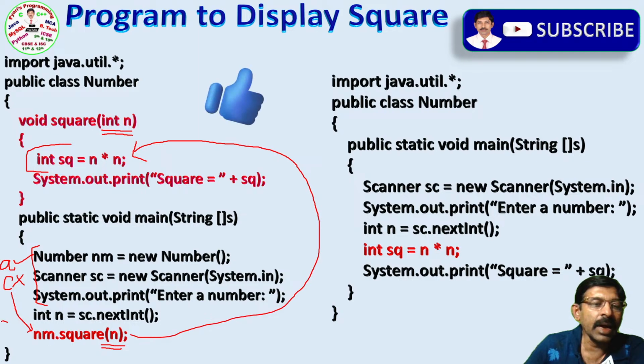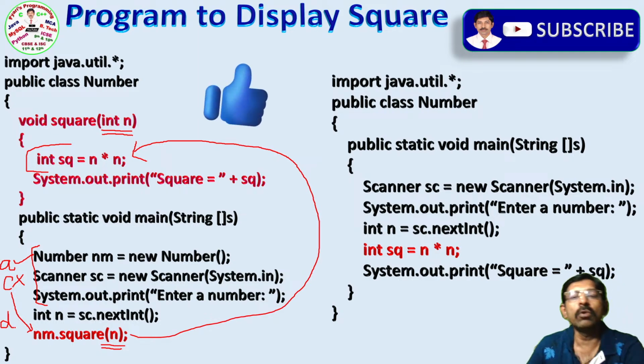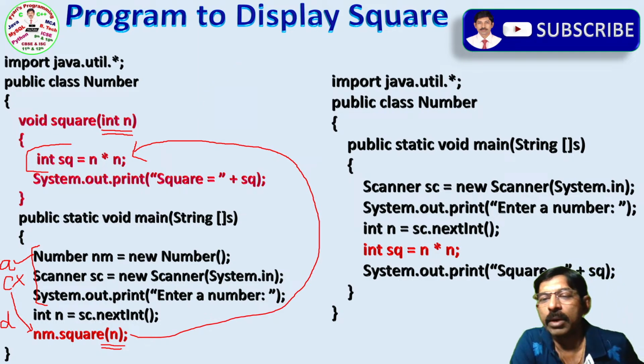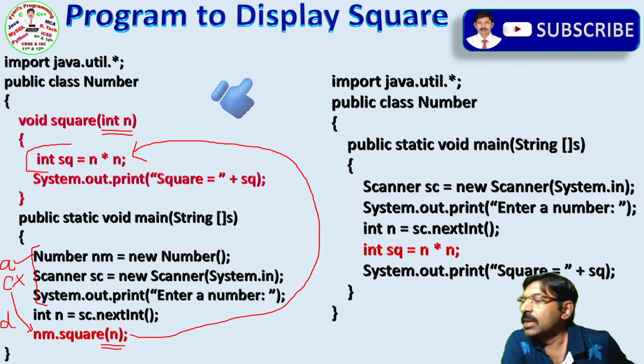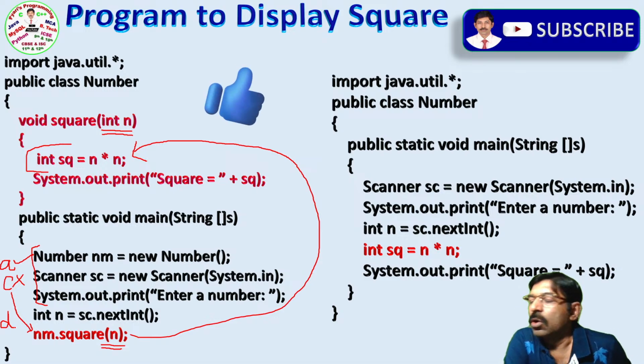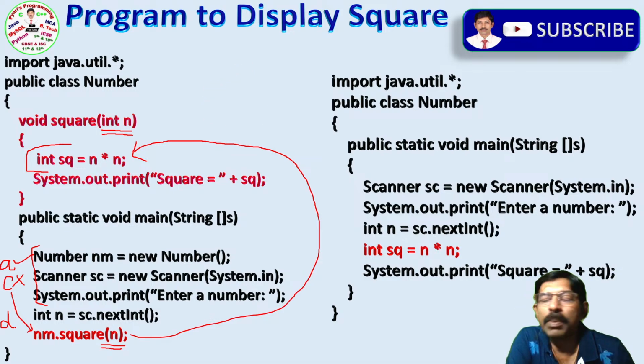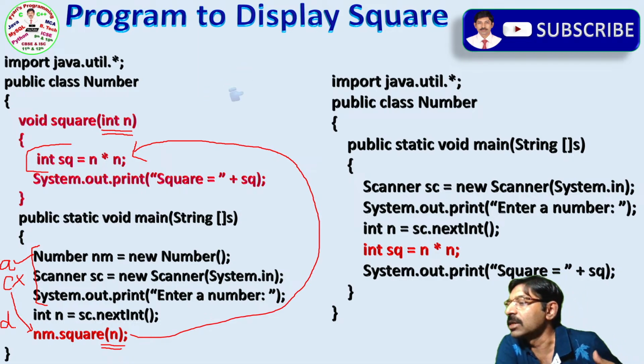Next, inside the main method, do I need to display or not? Again, I am repeating my question. Inside the main method, do I need to display the result or not? How will I display?